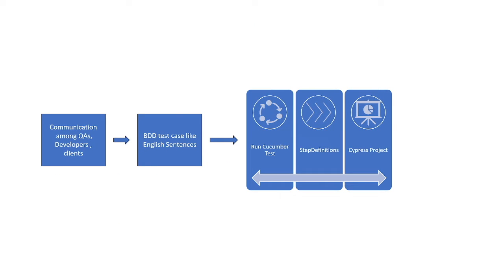Here is a diagram for a BDD test project. First, communicate among the QA, developer, and client to get the idea, and write BDD test cases like English sentences. Here is the project in Cypress automation test for BDD. Here are the three processes. One is run the Cucumber test. Second is step definitions. Then is the Cypress code to run the web test.